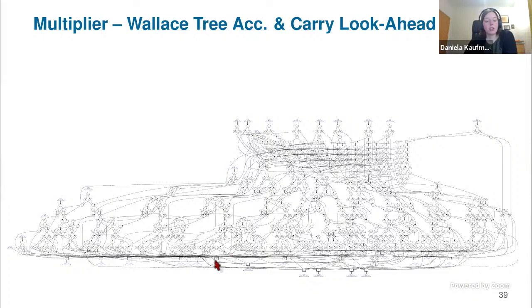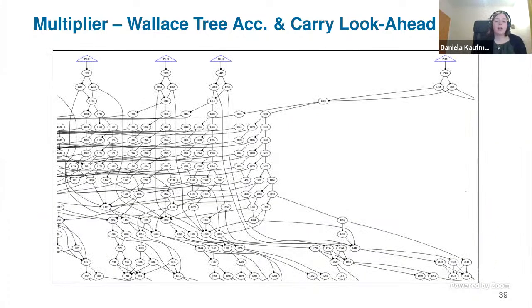The accumulation step is still easy to verify using computer algebra, because again, it consists of the full and half adders that are arranged in a different pattern. But what's really hard to verify is this carry look ahead adder on top. For the reason, I first want to zoom in a little bit into the carry look ahead adder, and then let's color some gates.